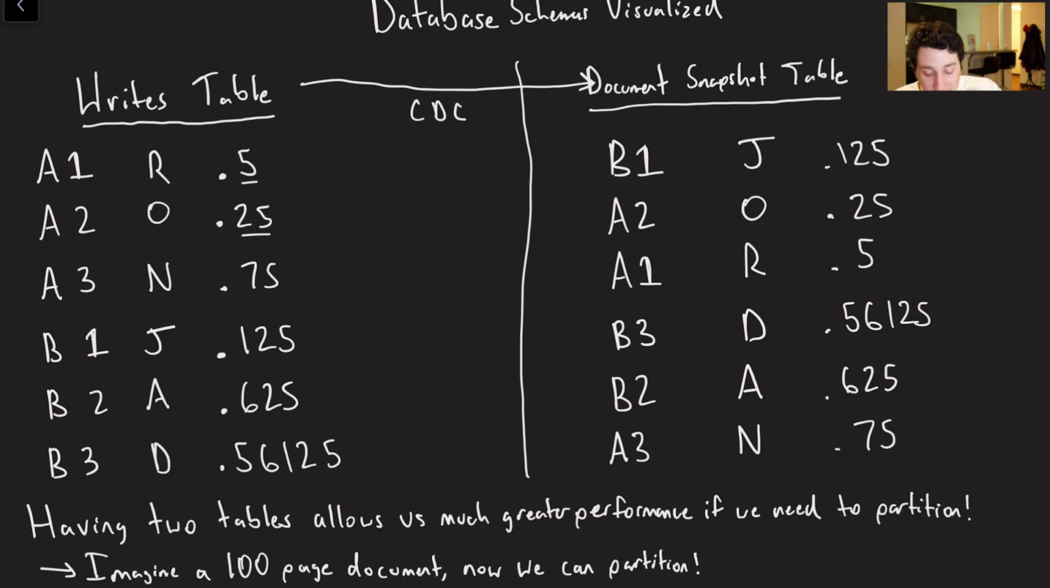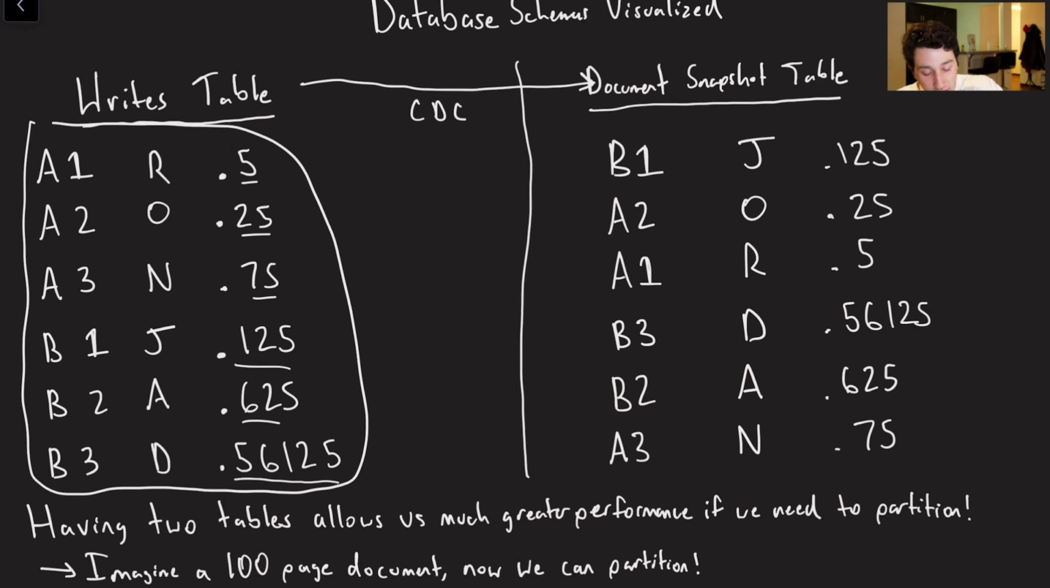So let's imagine that we've written the word Jordan, right? So let's say R is the first character that's getting written that gets put at 0.5. Then, we put in O at 0.25 and N at 0.75. Oh, J gets put between the starting character and O, so it's at 0.125. Then we've got A at 0.625 and D at 0.56125.